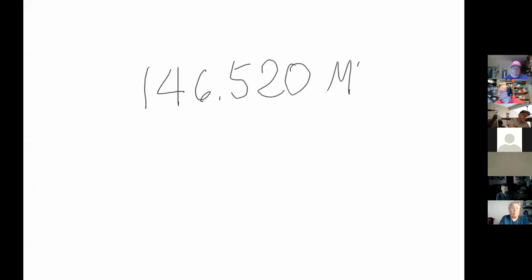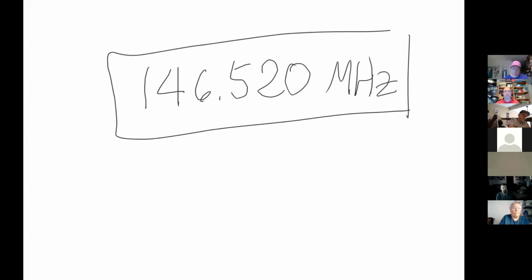The national simplex calling frequency is something that everyone has programmed into their radio. Most people who are driving, if they have a radio in their car, will scan across this frequency as well. It's 146.520 megahertz all over North America. This is the national simplex calling frequency all over the US and Canada, pretty much anywhere you go. So this is something that everyone should commit to memory. It's right smack in the middle of the 2-meter amateur band.